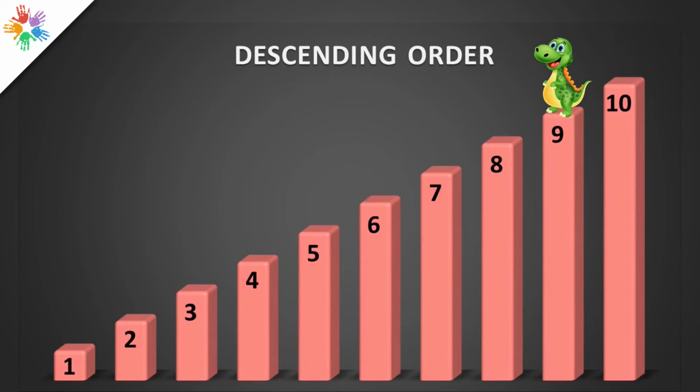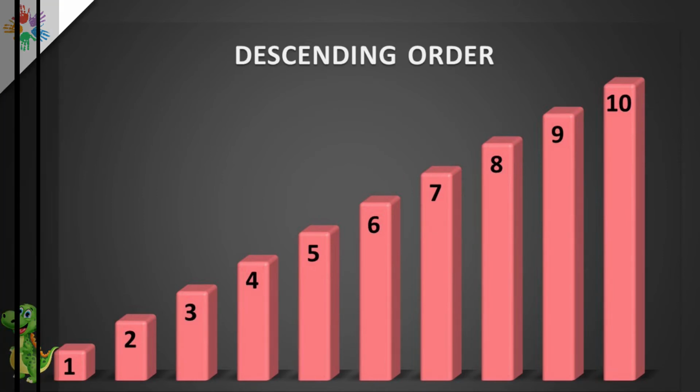10, 9, 8, 7, 6, 5, 4, 3, 2, and 1. So Mr. Dino has to start from the biggest number 10 to the smallest number 1 to come down. This is called descending order.